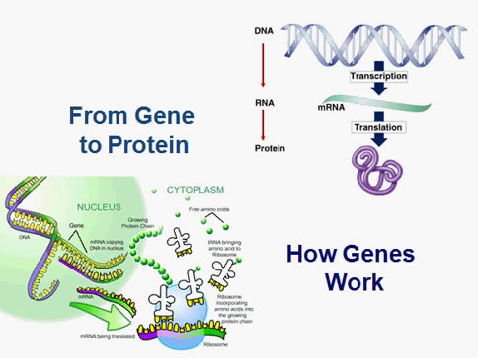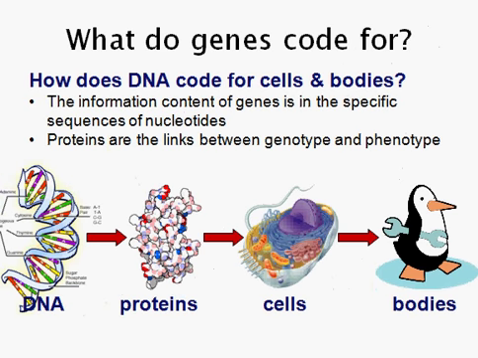This is part one of Chapter 17 on the central dogma and the process of transcription and translation. So, first of all, we start with: what does a gene code for?